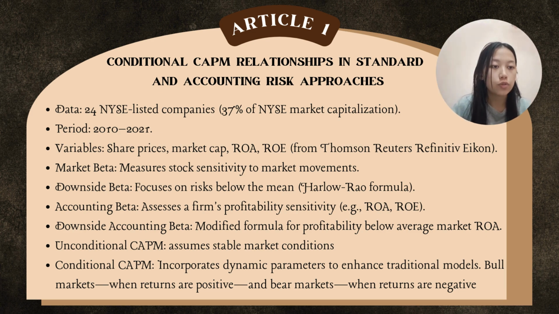The study tests two versions of CAPM: the unconditional CAPM, which assumes stable market conditions, and the conditional CAPM, which separates the analysis into bull markets when returns are positive and bear markets when returns are negative. This allows the authors to explore how risk premiums behave in different market conditions. To validate the results, the study uses statistical methods, such as t-tests, to determine whether the risk premiums and betas are significant.